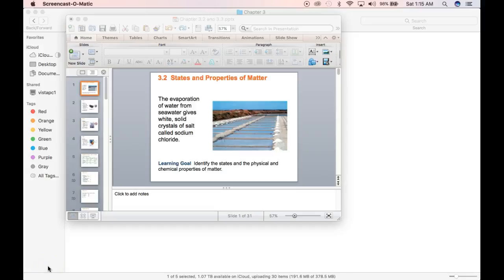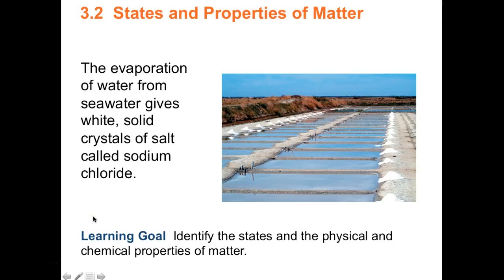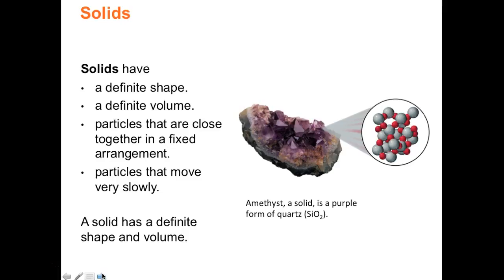So in this video, we're going to continue with chapter 3 and talk about sections 3.2 and 3.3 if time permits. So this section 3.2 is dealing with the states and the properties of matter. All right. So there's basically three states of matter. There's solid, there's liquid, and there's gas. Okay, so we'll define each of those states of matter.